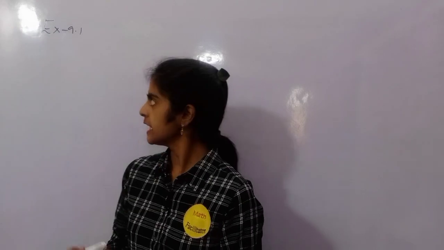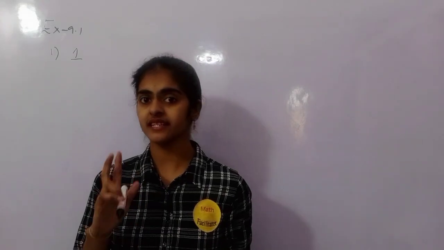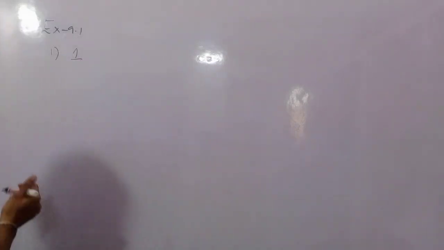First is fill in the blanks. A tangent to a circle intersects it at how many points? It will intersect at only 1 point. Secant will intersect at 2 points. Tangent will intersect at only 1 point.